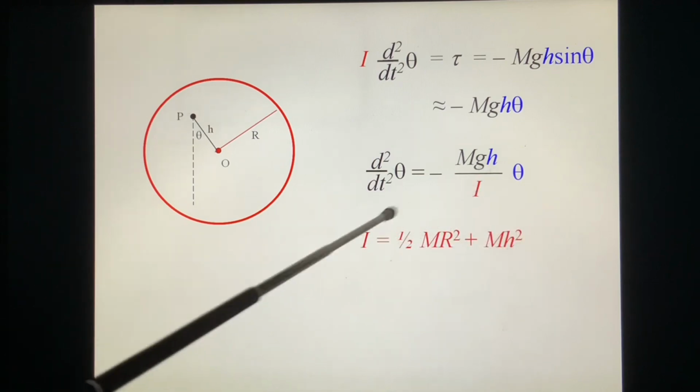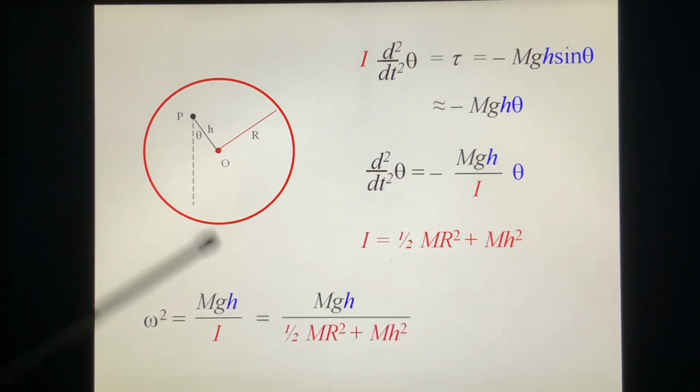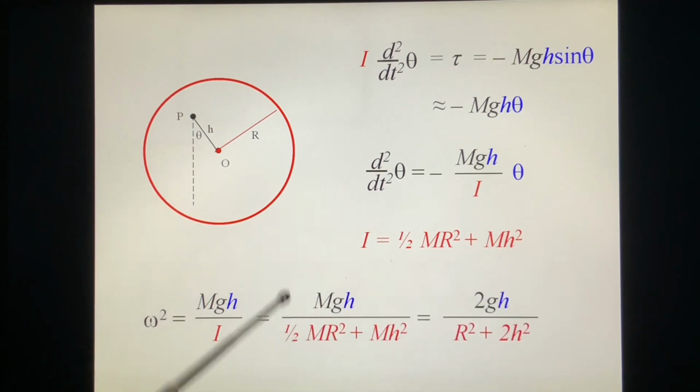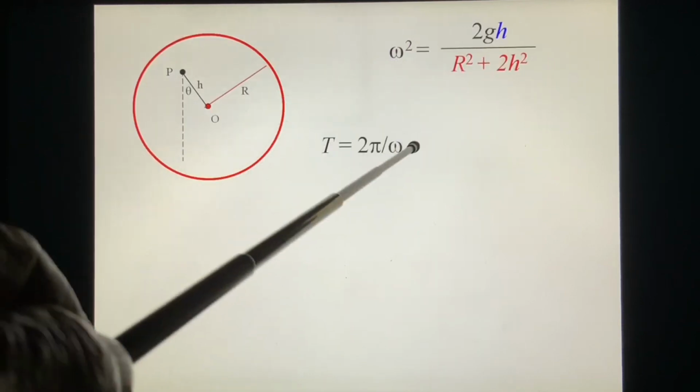We put this one inside, we get omega. Omega squared equal to mgh over I. I equal to this one, right? Yeah. So we cancel out a 2 here, put it up there, and we get this one. Okay, once we get the omega, we get T, because omega T equal to 2 pi.